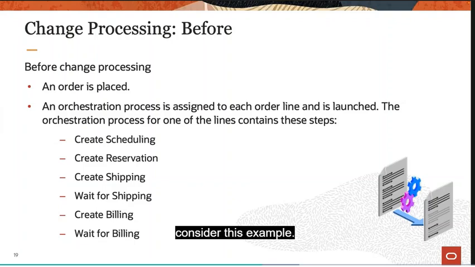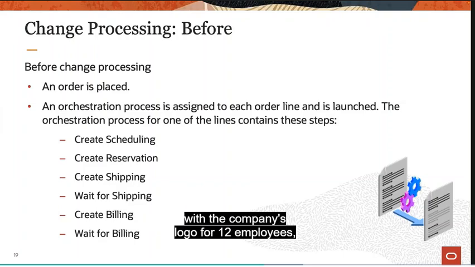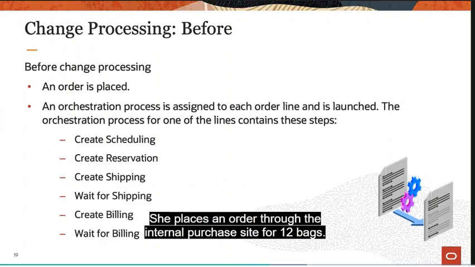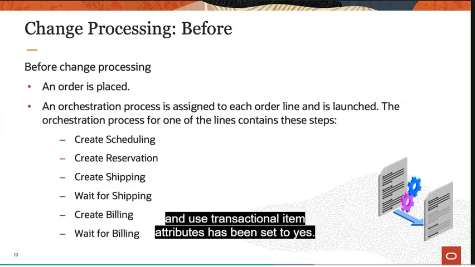A manager at Vision Corporation wants to purchase gym bags with the company's logo for 12 employees, and she wants to offer a mix of colors. She places an order through the internal purchase site for 12 bags. On the order header, change management is set up with change mode as advanced, and use transactional item attributes has been set to yes. The order attributes that identify change include ordered quantity, class code, and requested ship date.